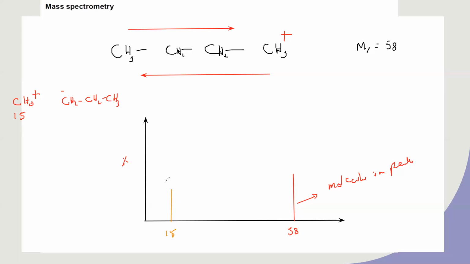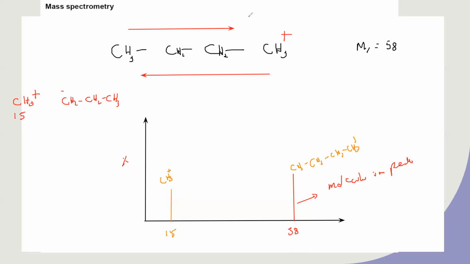What does it mean? The peak at 15 is because of CH3 with a plus charge. And this was CH3, CH2, CH2. These are possibilities. So you might detect a complete molecule. That's why it was 58. Or you might detect CH3 only.